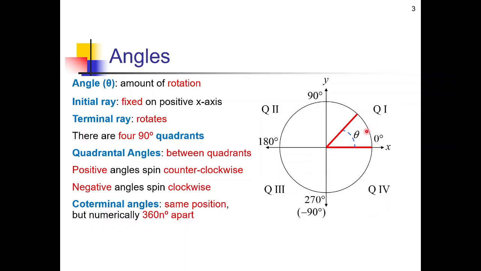Speaking of which, if we started at 0 and went counterclockwise all the way around, we could also call 0 degrees 360 degrees. And there's an infinite number of these coterminal angles for any of these. 90 we could call negative 270 or 450. We could go as long as we want. 360 is a good one to remember, though.